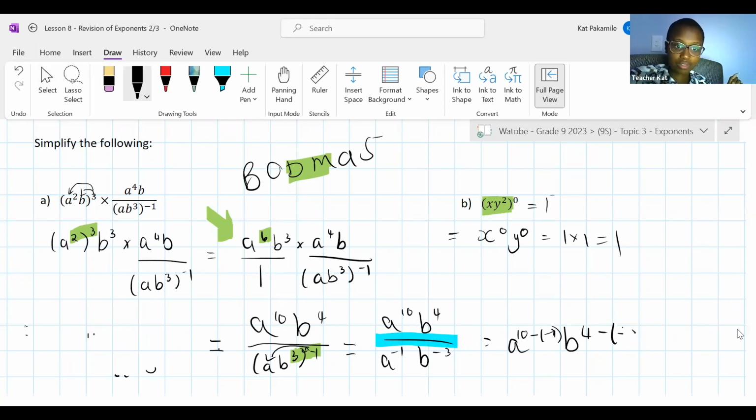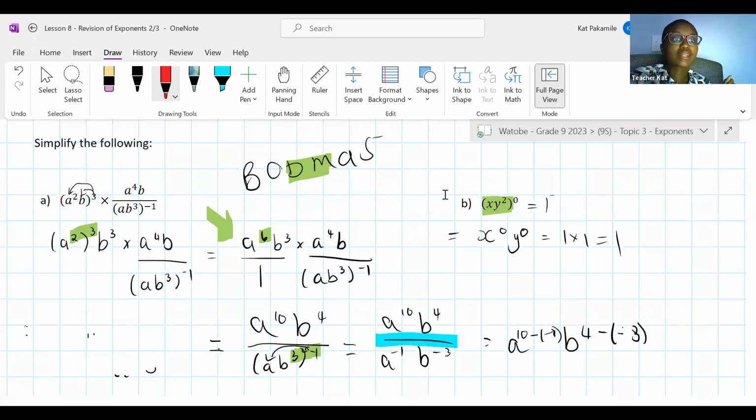Negative 3. Right. Once you do that, can we see that we have a situation of minus minus on both places? Here, we're going to have to have a plus. And over here, we're going to have to have a plus.